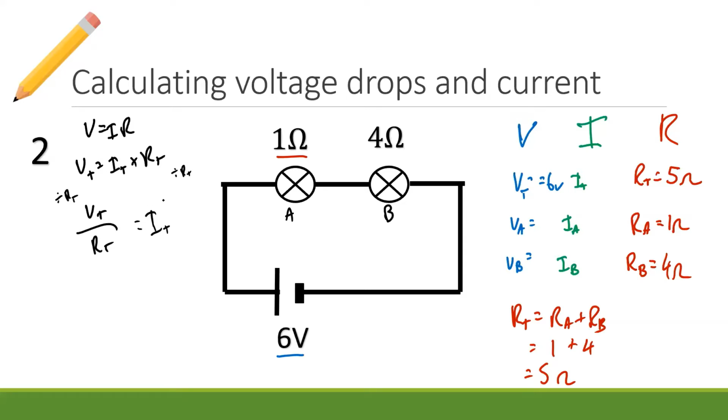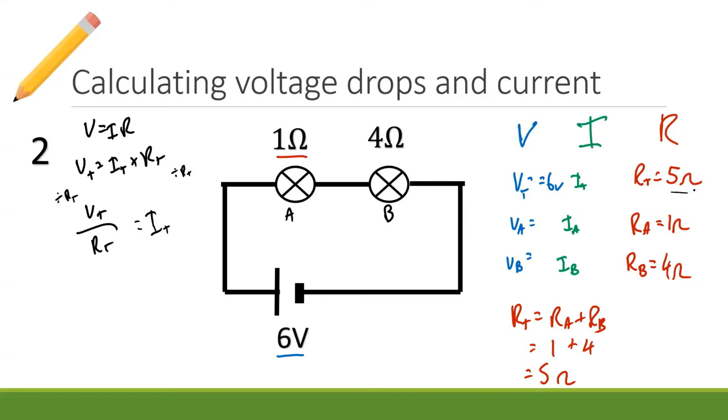And when we say total current, we usually mean the current that goes into and out of the battery. That's normally what I think about when I think about total current. When I think about total resistance, I think about, well, what is the resistance of the whole circuit? If I could replace this whole circuit with one resistor, it'd be a big 5-ohm resistor. And VT is, well, what's the voltage in the battery?